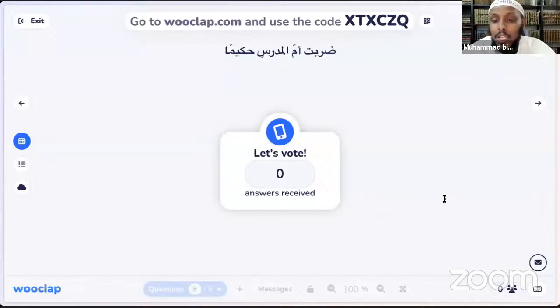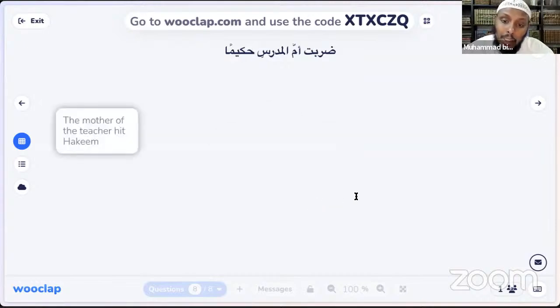Okay. This one we said it means that the mother hit the wise teacher. How do we know? Well, we know in multiple ways. Number one, we know that the mother did the hitting because she has a dhamma. And we know the teacher got hit because he has a fatha. If it was opposite, if this was ضربة, okay, this would change obviously. Agreement helps. This shows you agreement as well.